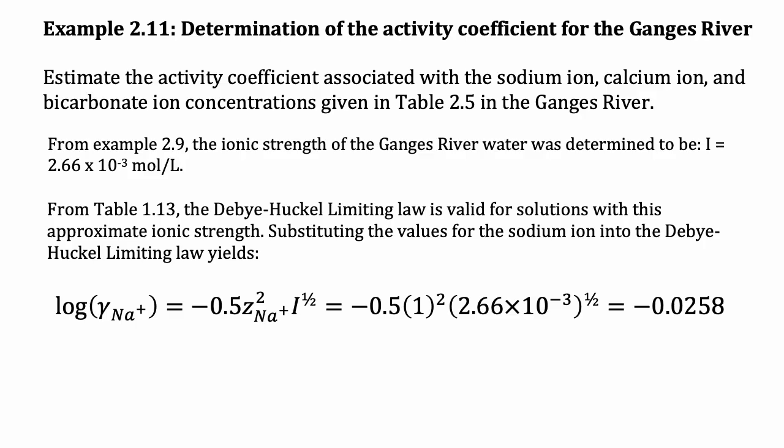That is equal to the log of our activity coefficient. When we take the inverse log of that value, we have an activity coefficient of 0.941. Note that the closer we are to 1 for the activity coefficient, the closer we are to an ideal solution, and the lower the effects of dissolved ions are in solution. So the reactivity of sodium is going to be very, very close to an ideal solution for the Ganges River water.